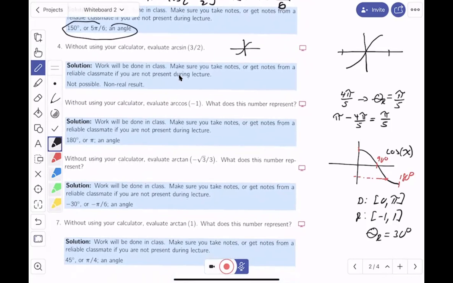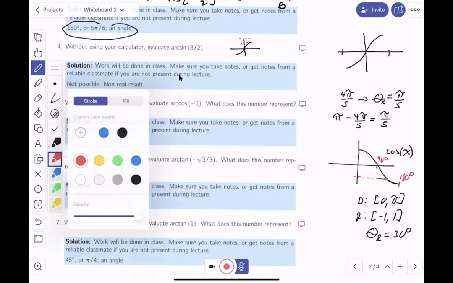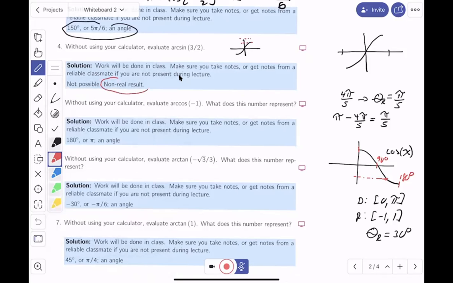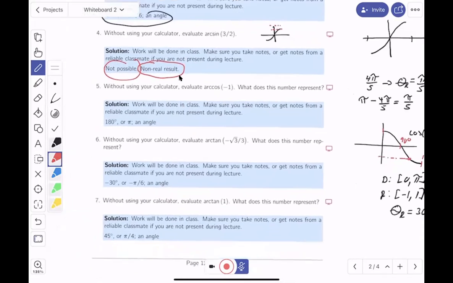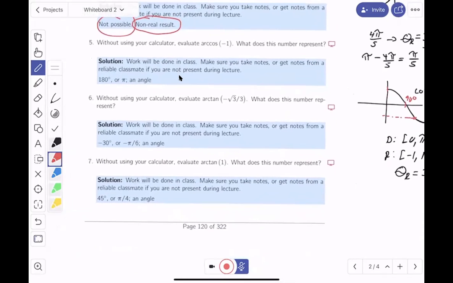And then the question is, what's the ratio? The ratio is 3/2. Well, I hope you realize the sine function tops out at 1. So 3/2 up here, it doesn't hit it. So I'm going to say that there's no answer to this problem over here. Now, the fact is, we say there's no real answer to this. So I want to circle it over there. I couldn't find a place that hits, non-real result. Not possible.